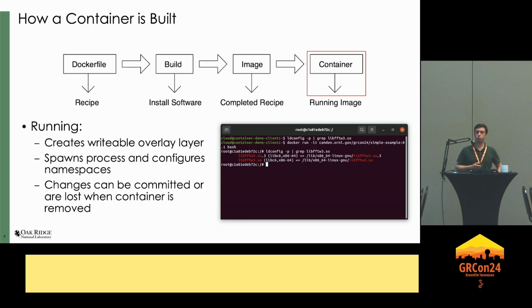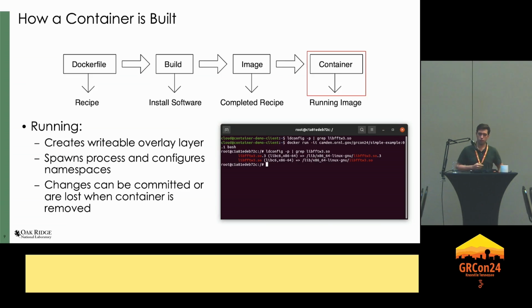Now that you've built your image, you can turn it into a container, and a container is nothing more than a running image. Like I mentioned, the image is immutable and cannot be changed. So when you run your image, it becomes a container, and it takes that big pile of layers that we showed previously, and it adds one more writable overlay layer so you can interact with your running container.